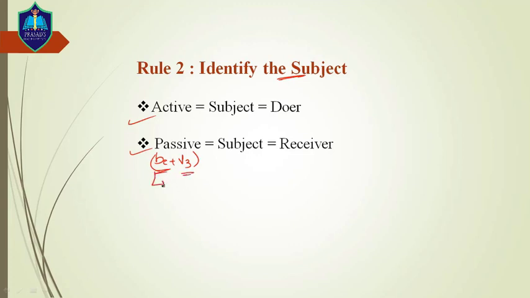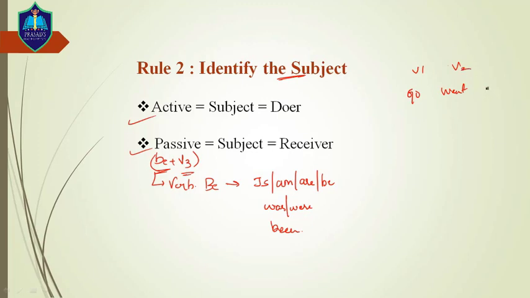Here B is also a verb. Let's discuss the different forms of be: is, am, are, be, was, were, been. All these are the forms of be. Usually we get one verb in each form, right? Like go is V1, went is V2, and gone is V3.